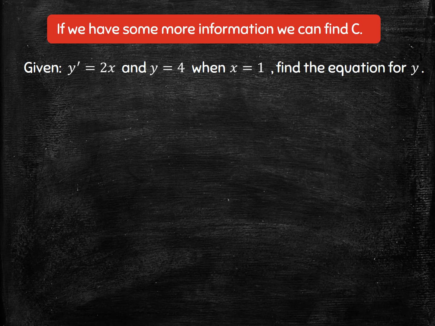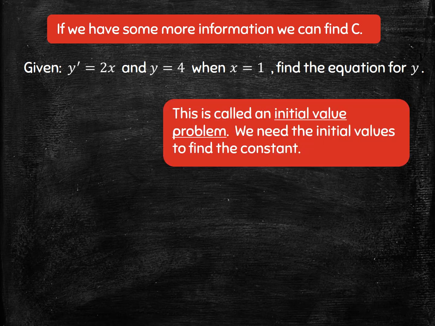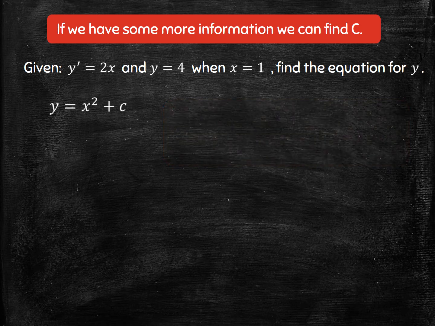So, given that we've got 2x, but we know that y equals 4 when x equals 1, we're going to find an equation for y. So we're going to integrate it first. So raise the power by 1, so the 1 becomes a 2, and divide by the new power, so divide by 2. Then the 2s cancel out, so we end up with x squared plus c.